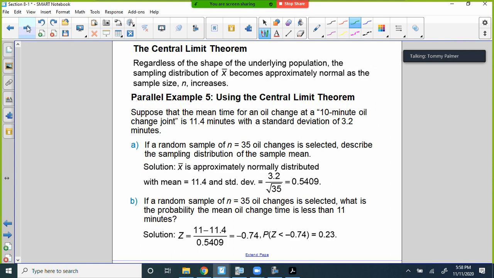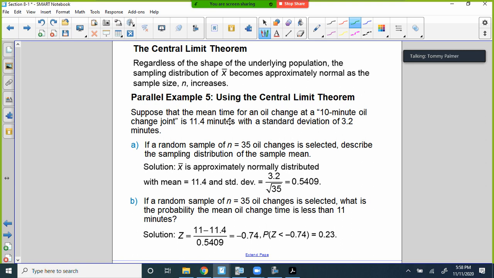All right, let's look at the central limit theorem. We're going to touch on this. It's a really important theorem, and you could have a lesson in itself, but we're just going to hit it for right now, just so you can understand some things. Regardless of the shape of the underlying population, the sampling distribution of x bar becomes approximately normal as the sample size n increases, right? That's what we just talked about.